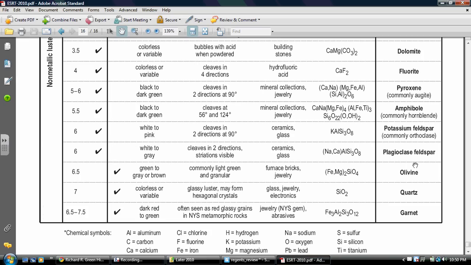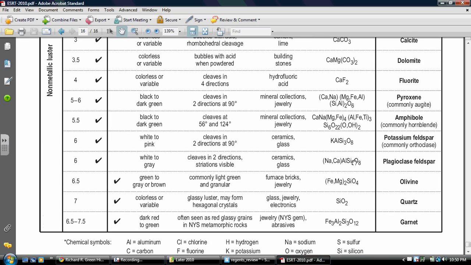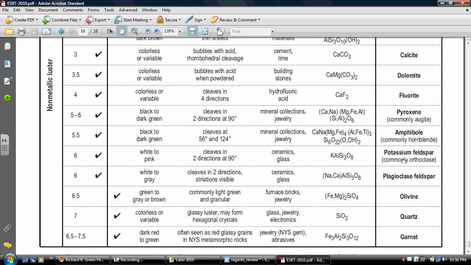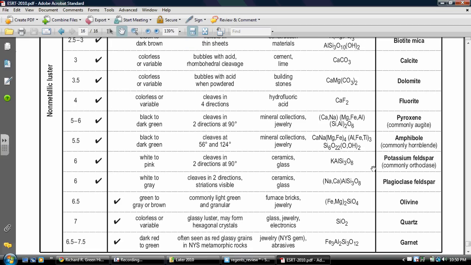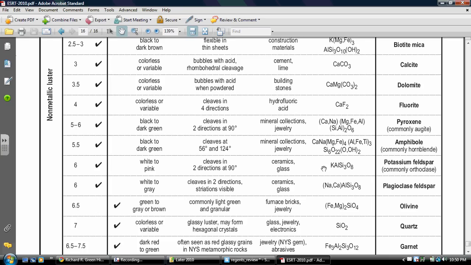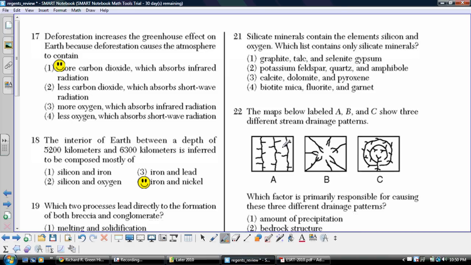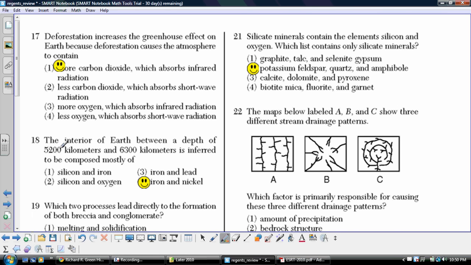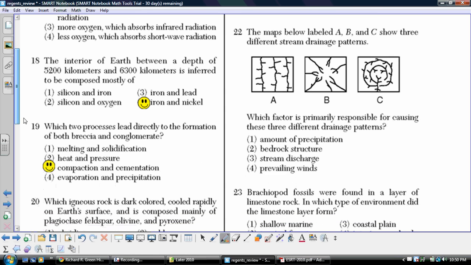So plagioclase feldspar has Si and O. It is a silicate. Potassium feldspar has Si and O, it is a silicate. So both the feldspars are actually silicates, and so is the amphibole here, with Si and O in those different compositions. So we know that all of these certainly are, and double check the quartz, right? Off the reference table, if you didn't remember that. It is there as well. Fantastic.